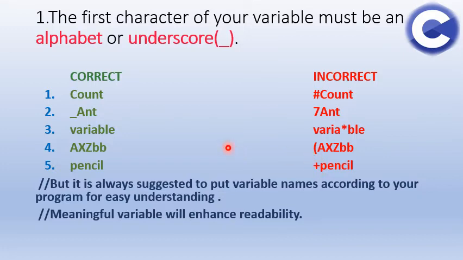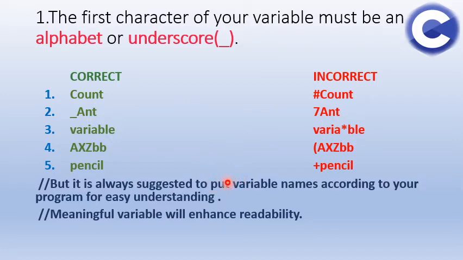So you can use any random variable name. As you see in my examples here, whatever I wrote, these are all acceptable. Whatever comes up in your mind, you can just put it in your variable name. But it is always suggested to put variable names according to your program for easy understanding. For example, if you are storing marks of 5 students, then you can put their variable names as student 1, student 2, student 3, student 4, and student 5.